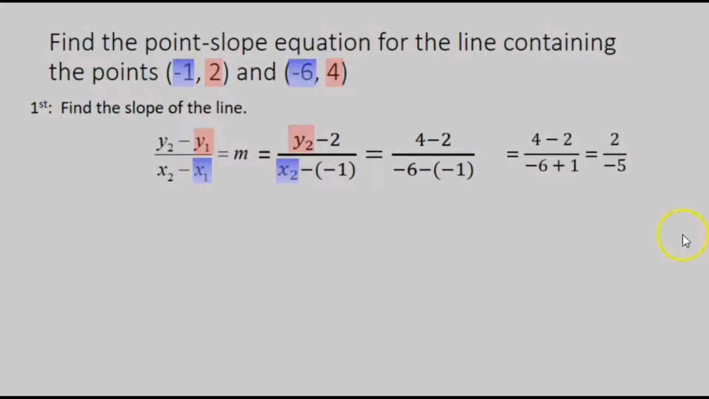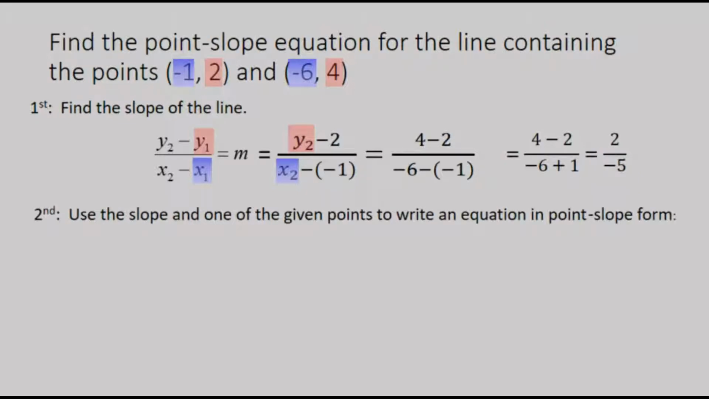Simplifying the numerator, we have 4 minus 2 is 2. Minus a minus is plus, so -6 plus 1 results in -5. We now have our slope of -2/5. Using a point, and either point will work with our slope, we're now ready to find our equation for this information.